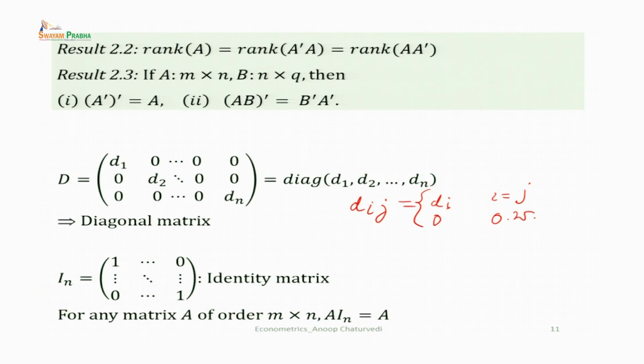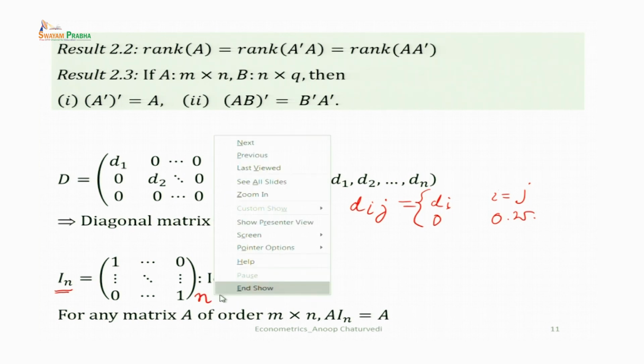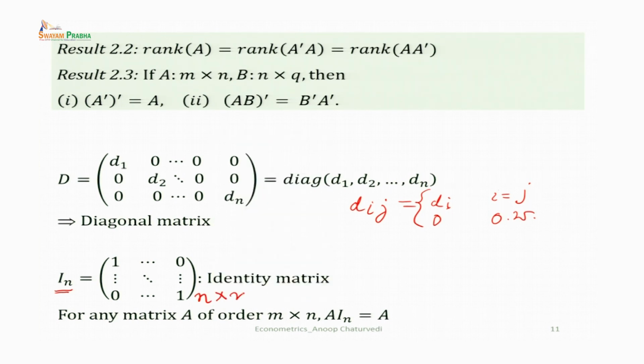So, D is a diagonal matrix, and if in the diagonal you have elements 1, 1, 1, and so on, then this matrix is called an identity matrix, and we denote it by In. In is an identity matrix of order n, so this is of order n cross n. Again, for any matrix A of order m cross n, A In is equal to A itself. So, if you multiply A by In, then you get the matrix A itself.